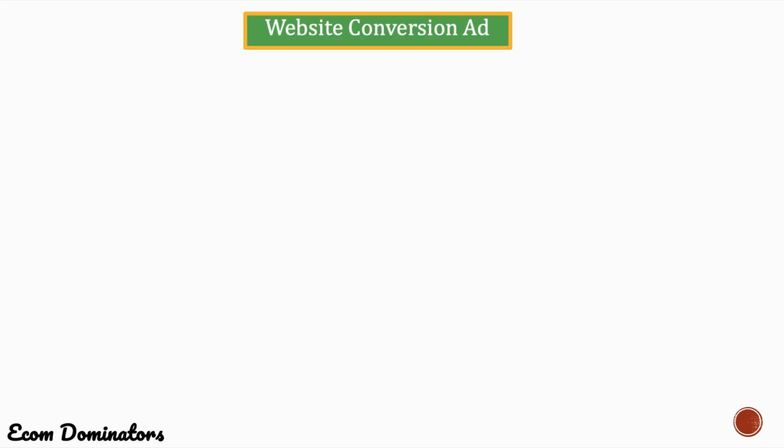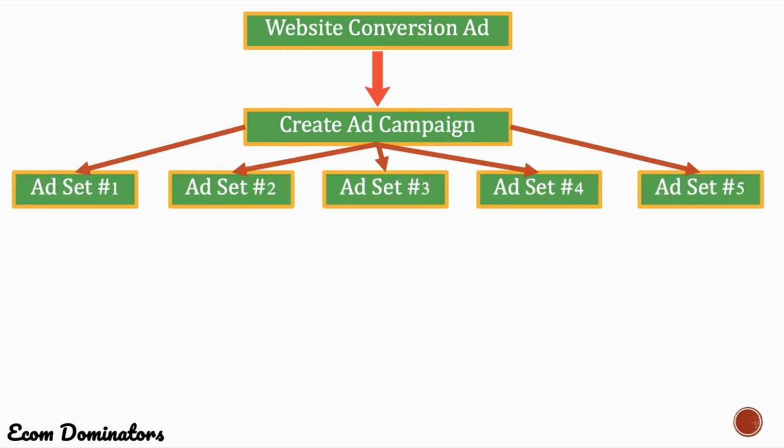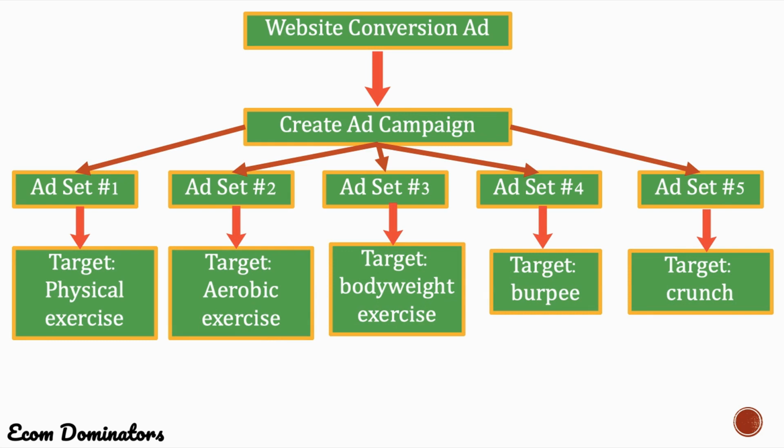Now that you have seen how easy it is to create these photo ads and video ads for your Facebook campaign, right now I'm going to be showing you how to actually set this up for your website conversion ads. The first thing you want to do is actually to create your ad campaign. Now, under every ad campaign, I usually create anywhere from 3 to 5 different ad sets. Say for example, my niche is fitness and I want to test out different targeting interest groups. So for the first ad set, I can target people who are interested in physical exercise, aerobic exercise, body weight exercise, and so on and so forth.